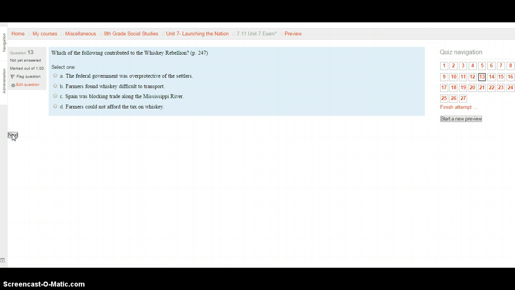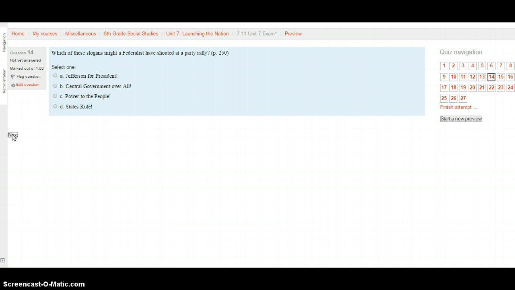Question 13. Which of the following contributed to the Whiskey Rebellion? Page 247. A. The federal government was overprotective of the settlers. B. Farmers found whiskey difficult to transport. C. Spain was blocking trade along the Mississippi River. Or D. Farmers couldn't afford the tax on whiskey. Please go to page 247, select your choice, and when you're ready, please click Next.